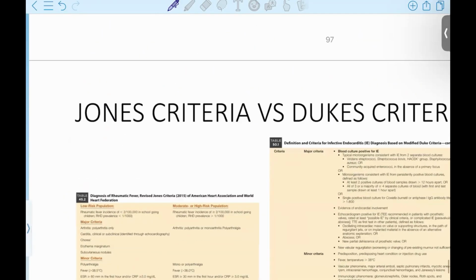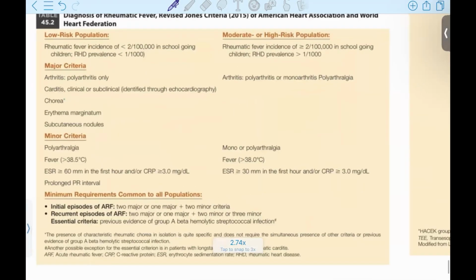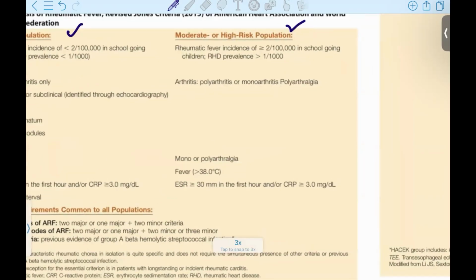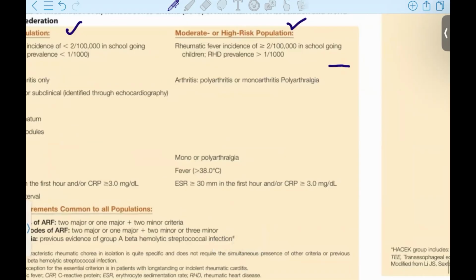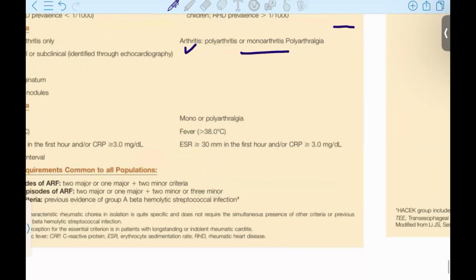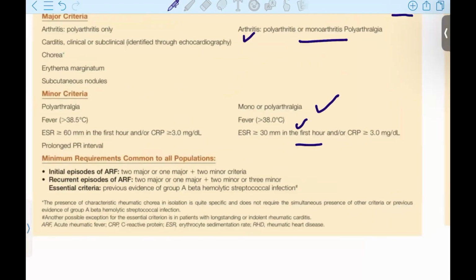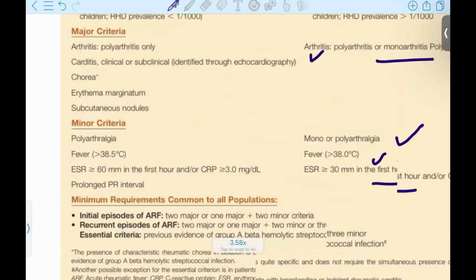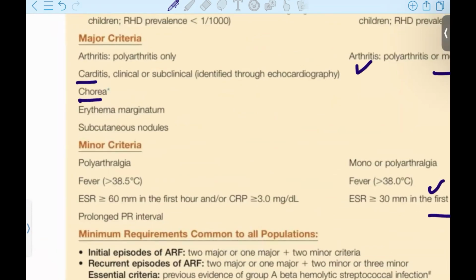Next, moving on to the Jones criteria and the Duke's criteria. So Jones criteria is subdivided into low risk and high risk. But remember, at least one should be maintained. The high risk condition, especially in Indian families. So high risk will involve polyarthritis of the patient, along with monoarthritis or polyarthralgia or fever, ESR. What is the criteria that should be maintained? So major criteria, we all know that the patient will have carditis, chorea, erythema marginatum, and subcutaneous nodule.